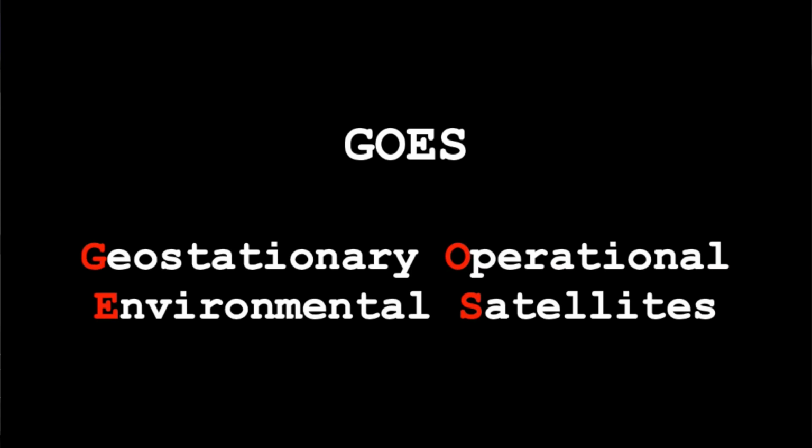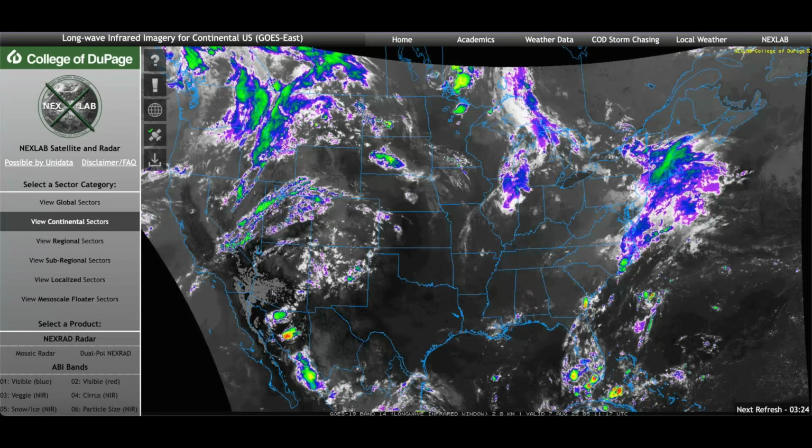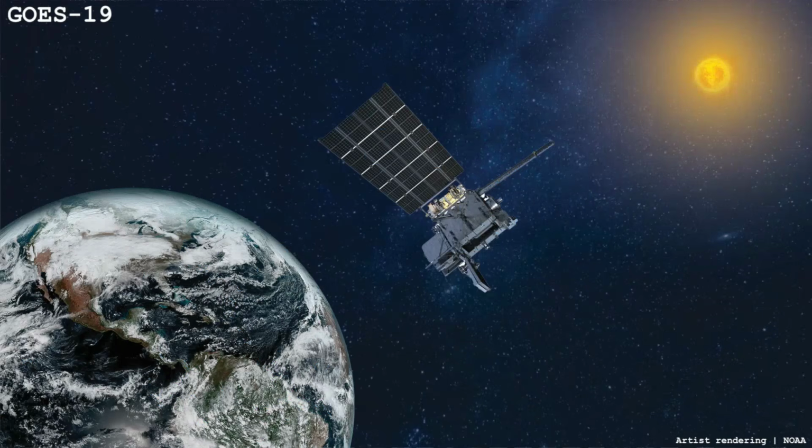The main satellites we use for weather forecasting here in the US are the GOES satellites. GOES stands for Geostationary Operational Environmental Satellites. Chances are, any of your favorite weather data sites that offer satellite data are going to show you data from the GOES satellites. There have been several iterations of the GOES satellites since GOES 1 was launched in 1975. Today we're up to GOES 18 and GOES 19.